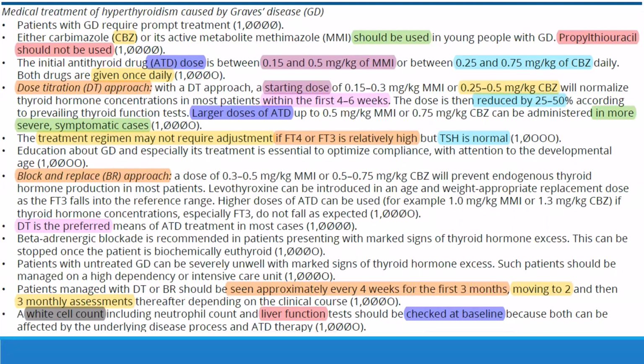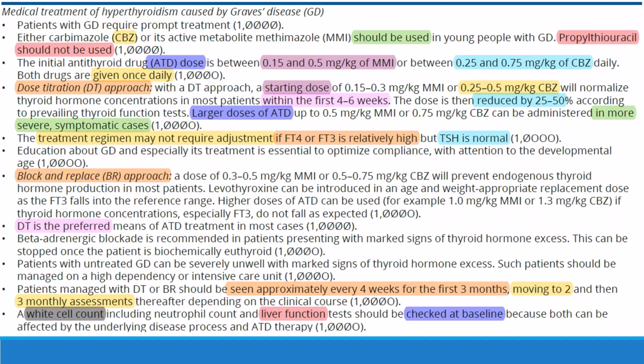In this situation, we will start, for example, carbimazole at 0.3 milligram per kilogram. This is a large dose of carbimazole if thyroid hormone concentration, especially FT3, doesn't fall as expected. Of course, a dose titration approach is preferred in children.